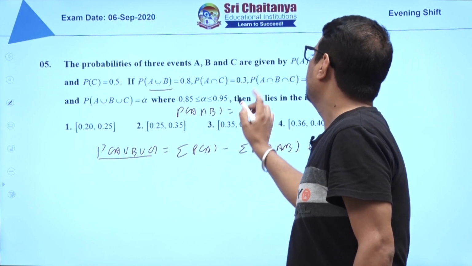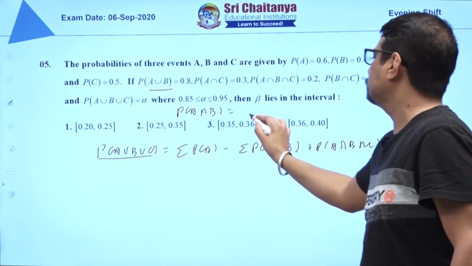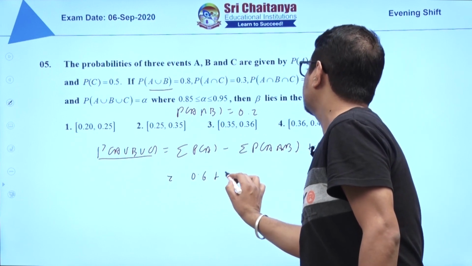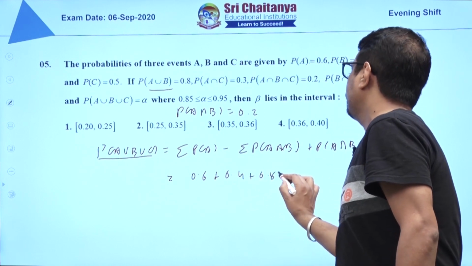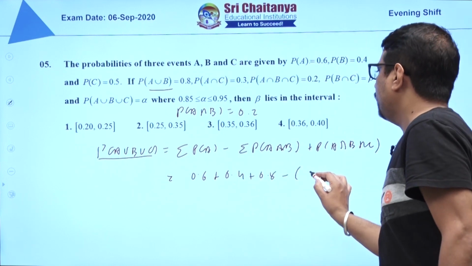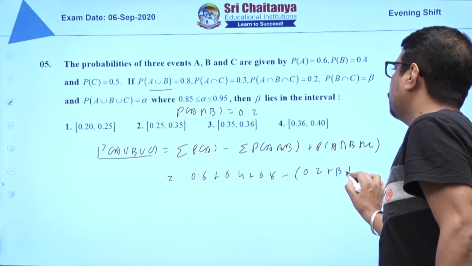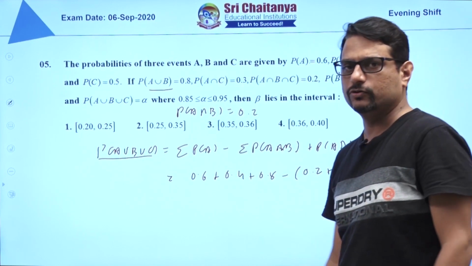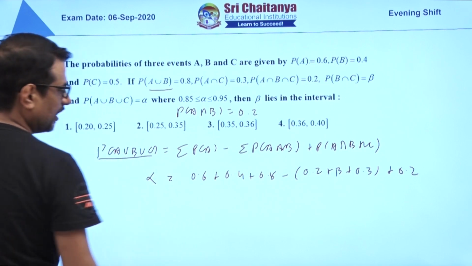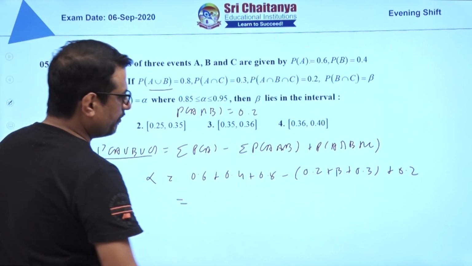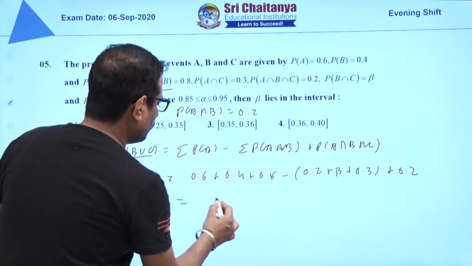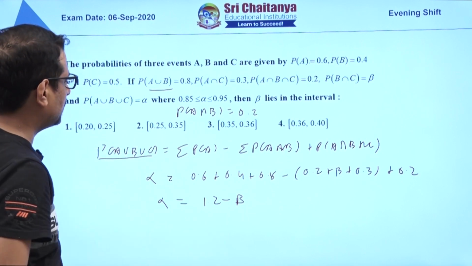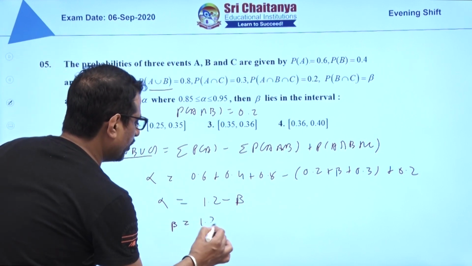So what is the probability of A intersection B? It will be A plus B minus A union B, which will be 0.2. Now simply substitute the values. This will be 0.6 plus 0.4 plus 0.5 minus, here A intersection B, 0.2, plus beta plus 0.3 plus 0.2. I just substituted the values. From here, if you see, alpha equals this, calculate. This is 1.5 minus 0.5 is 1, this is 1.2 minus beta. So since alpha lies in this interval, beta is equal to what? Beta is equal to 1.2 minus alpha.